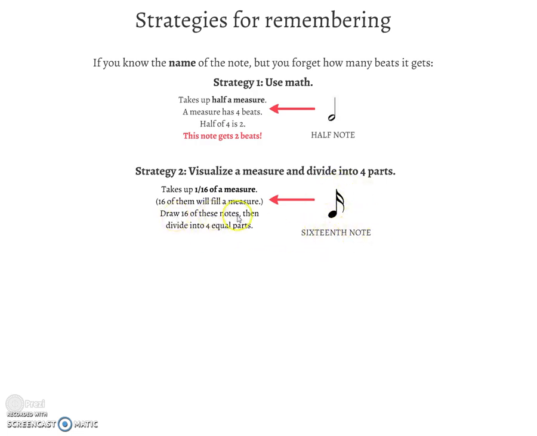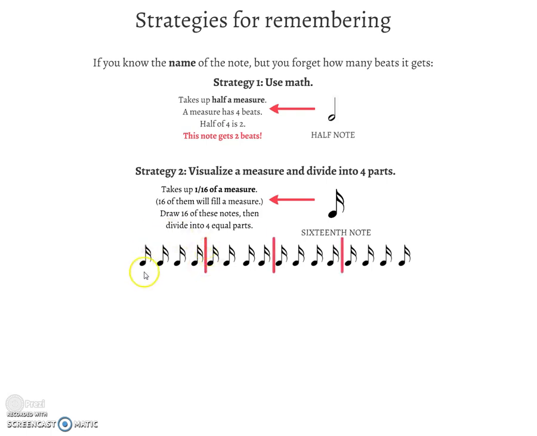So you're going to draw 16 of them, and then you're going to divide it into 4 parts because there's 4 beats in the measure. Here's 16 of them. You're going to divide it into 4 sections. First section, there's your second beat, there's your third beat, there's your fourth beat. So how much of a beat does this note get? Well, here's 1 beat. This is 1 part out of a total 4, 1/4.